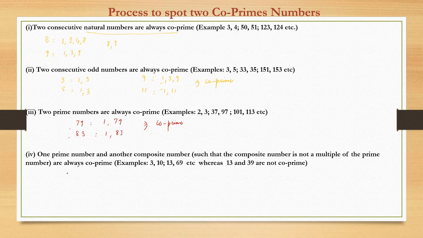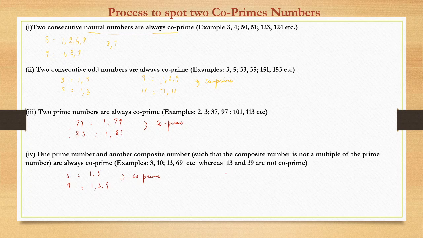Suppose I take an example, say 5, a prime number, and 9, a composite number. Here 1, 5 are the factors, and here 1, 3, 9 are the factors, so it is always co-prime. So a pair of numbers in which one is a prime number and the other is a composite number will always be co-prime, but we need to be careful of such cases.